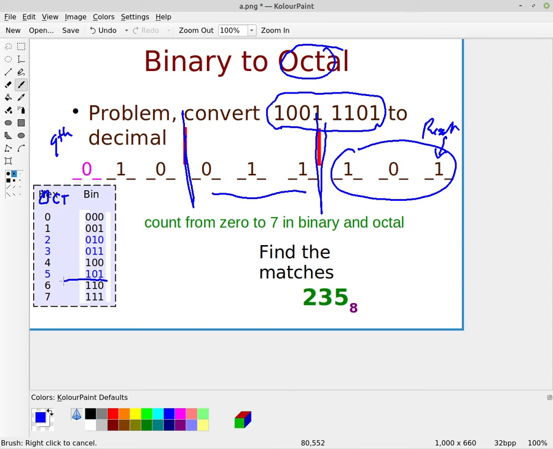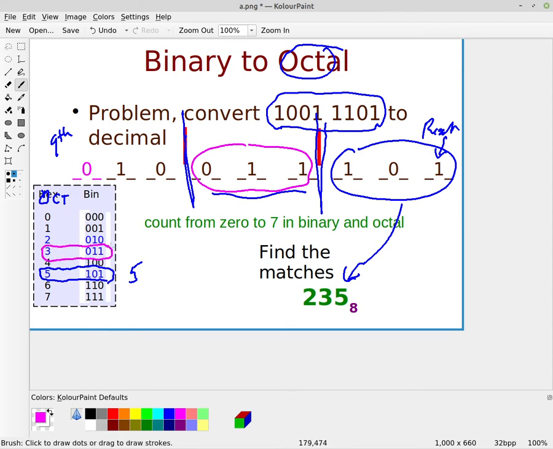So I'm going to come over here and I'm just going to match this. This was just counting in octal and binary, so I'm going to take 101, which is the value 5. That was from the right side, so the 5 goes there. And then I'm going to take these 3, which is, excuse me, 011. Need to say it correctly. So that is the number 3, 011. So that one we put there.